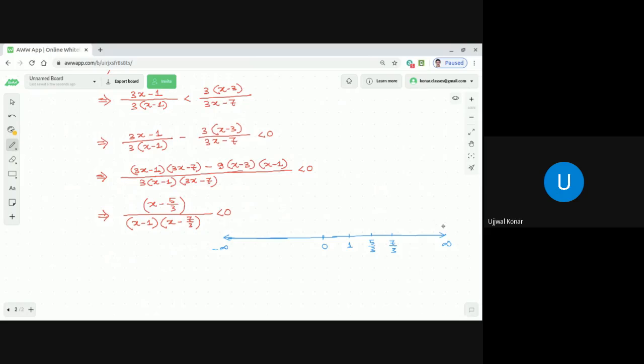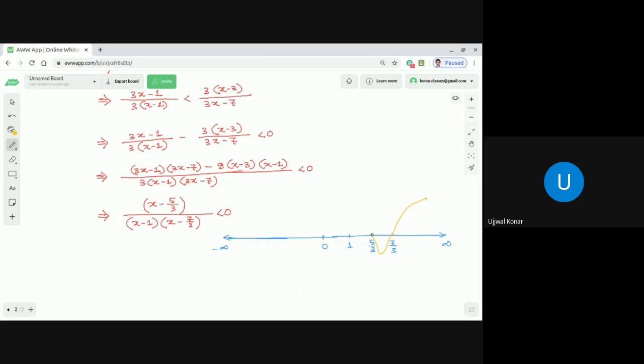We'll put the tip of the pen above the number line at a point which is more than 7 by 3, suppose here. We come down to 7 by 3. X minus 7 by 3 power is 1, which is odd, so I should cross the number line. Then go down and go up.